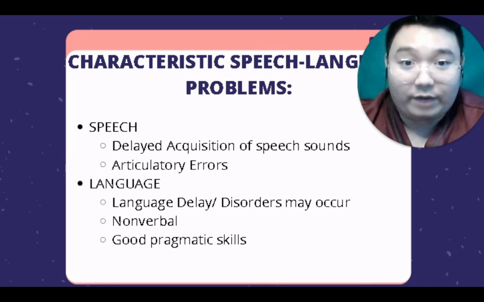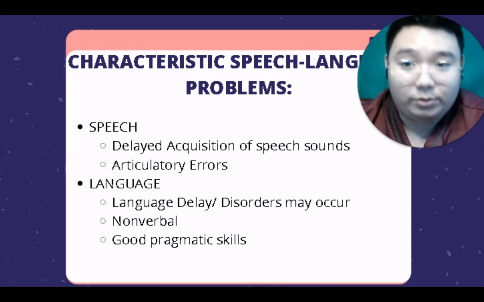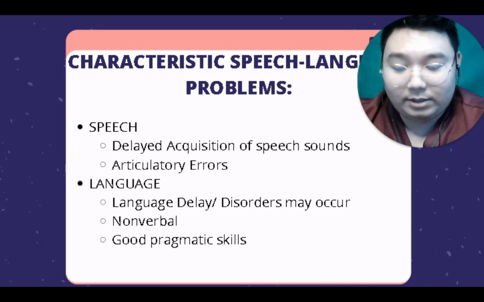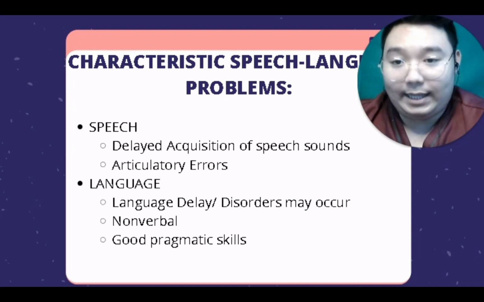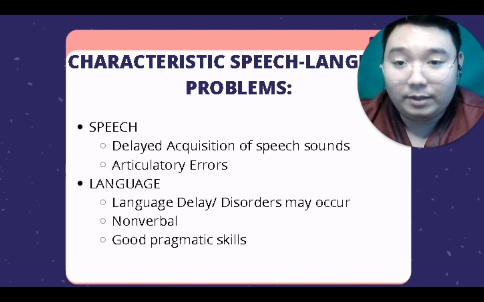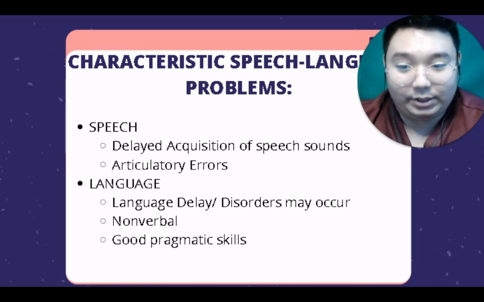errors. Another factor is macroglossia. So since their tongue is too big, structure-wise they have difficulty producing sounds. So articulatory errors occur. The next is language. So for language, they may have language delay or language disorder.